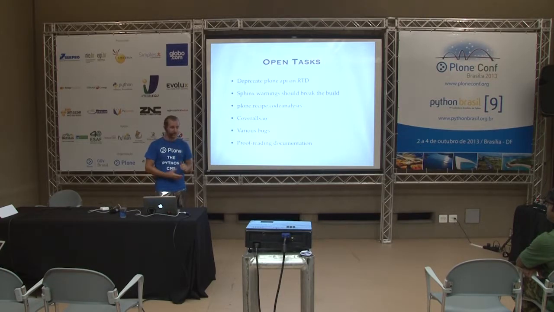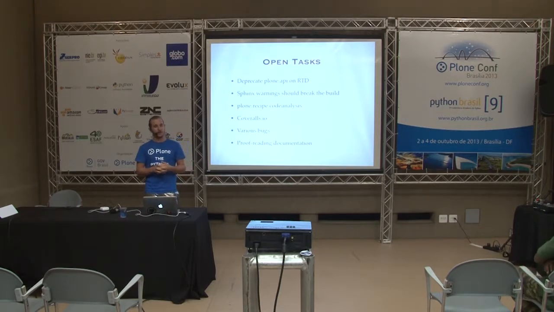What we need to do at the sprint: currently Plone API is built on Read the Docs, and we need to import a huge amount of old Zope dependencies, which often breaks builds on Read the Docs, and then we have broken documentation there. So we need to somehow deprecate it and link to api.plone.org, because there we have a buildout that we can control and it always passes. Also, I want Sphinx warnings to break the build. If someone starts typing documentation and misses a title or something, and there are 5 warnings and they're pushed, and then 2 months later there are 5 more, and then 5 more, I end up cleaning 50. I want warnings to be errors, and that's it. We're going to integrate plone.recipe.codeanalysis.